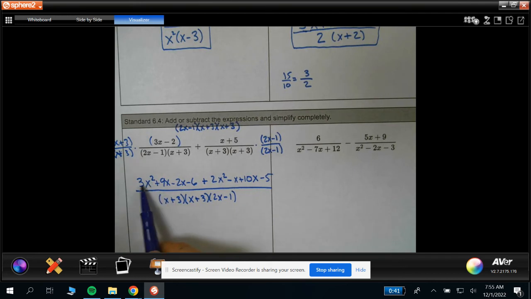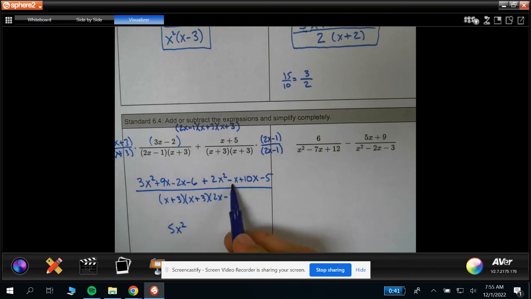Up top, I see 3x squared plus 2x squared, so that's going to give us a 5x squared. 9x minus 2x is 7x, minus x is 6x, plus 10 is 16x, minus 6 minus 5 is minus 11. And that's all over, again, our common denominator.